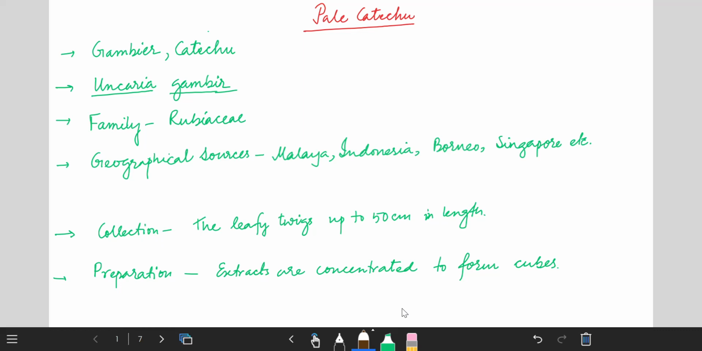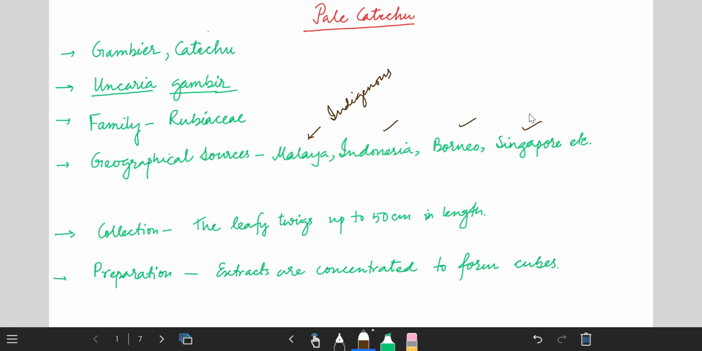And now, what are the geographical sources? It is actually present in Malaya, Indonesia, Borneo, Singapore, etc. Among these, Malaya is an indigenous place, and it is cultivated in Indonesia, Borneo and Singapore, etc.